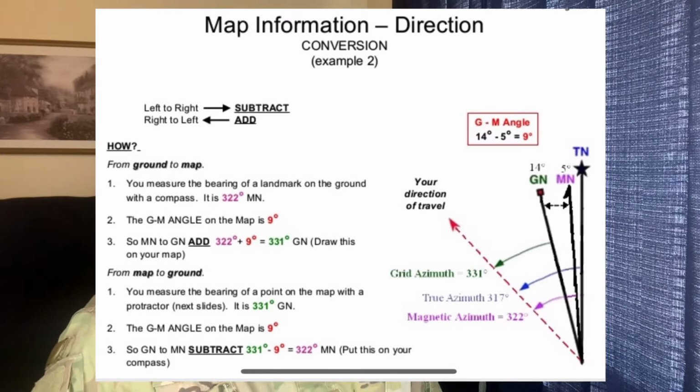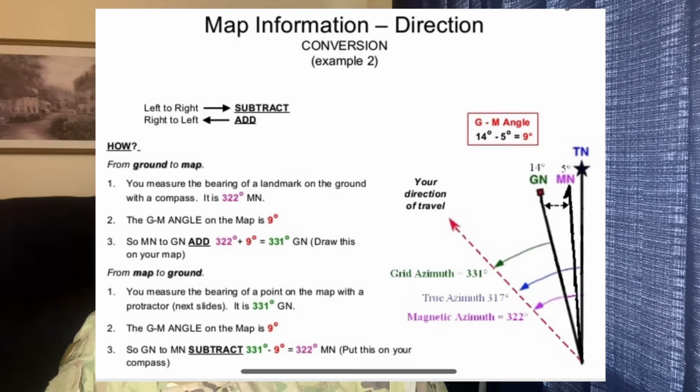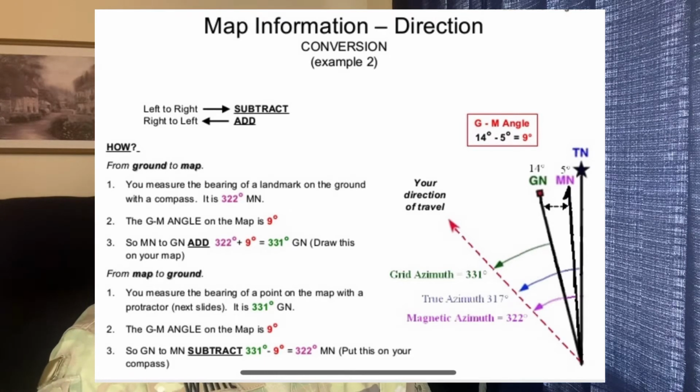All right, from map to ground, you're going to measure your bearing of a point on the map with a protractor. So your protractor is on your map. That is 331 grid north. The GM angle, of course, is 9. So 14 minus 5 is 9. And then your GN to MN, you're going to subtract it because you're going left to right. 331 minus 9 equals 322. So you're going to put that on your compass. You're going to move your compass to 322.